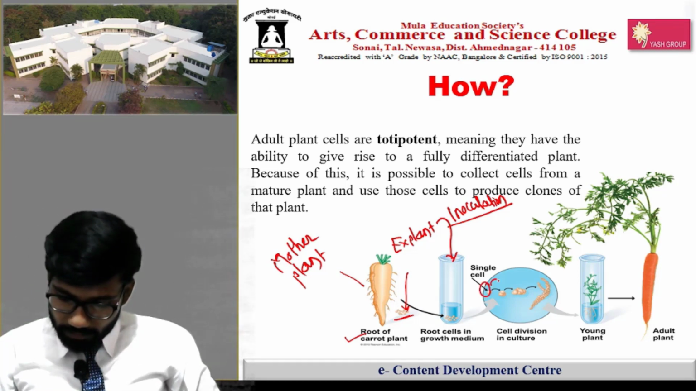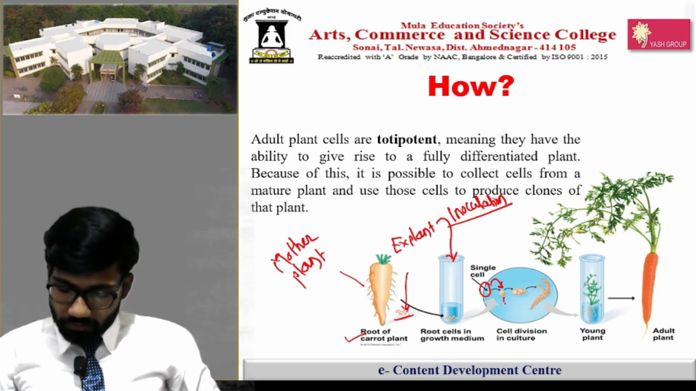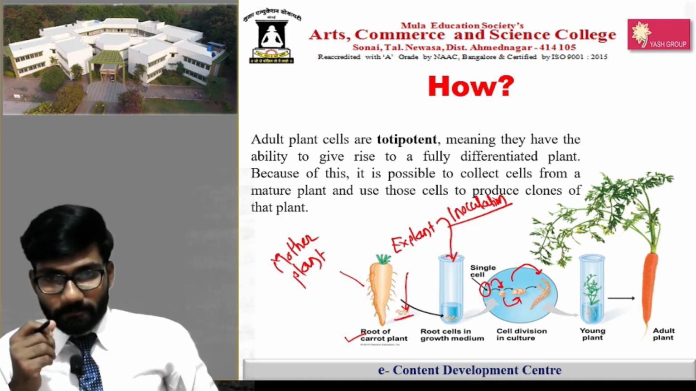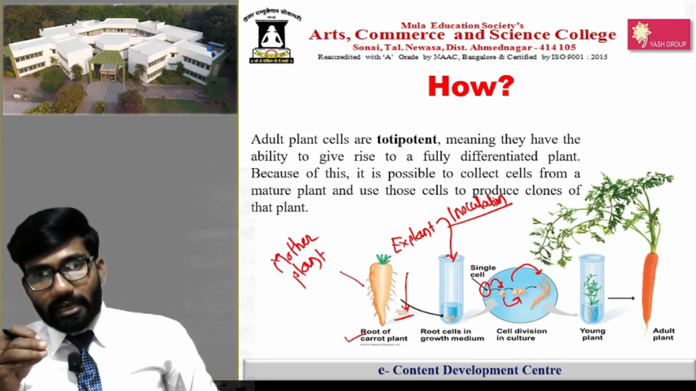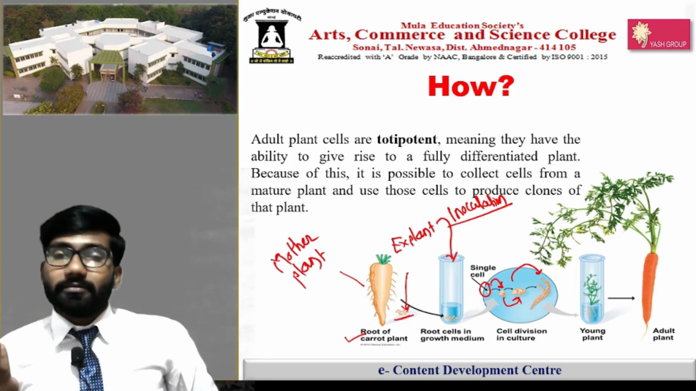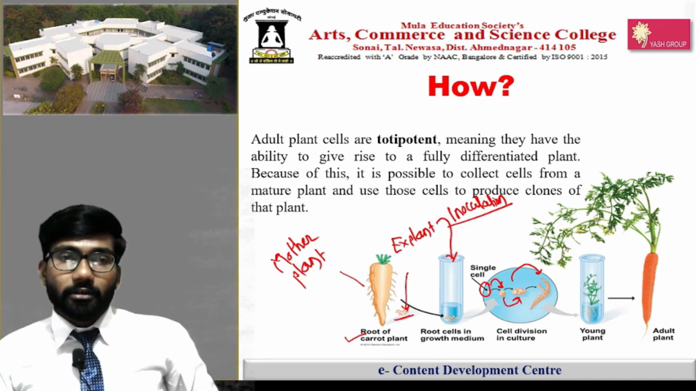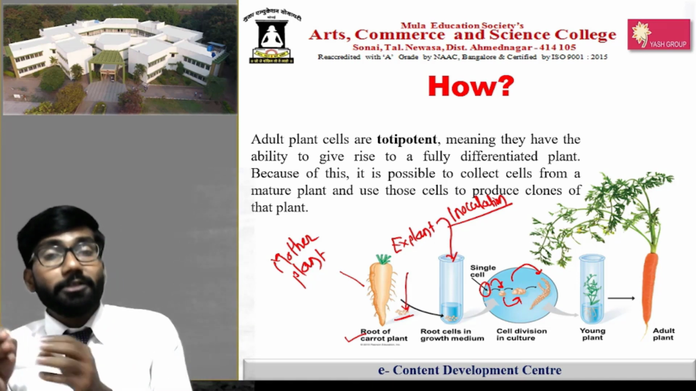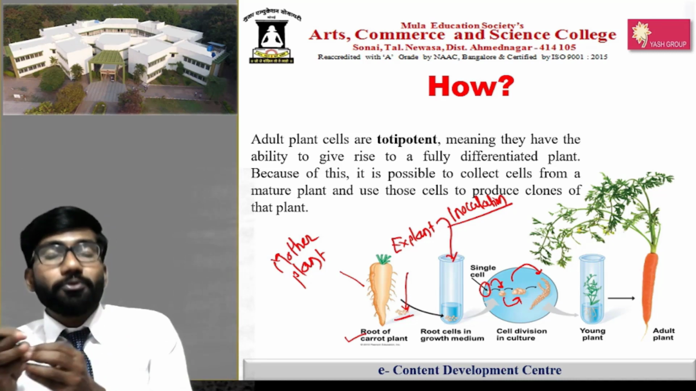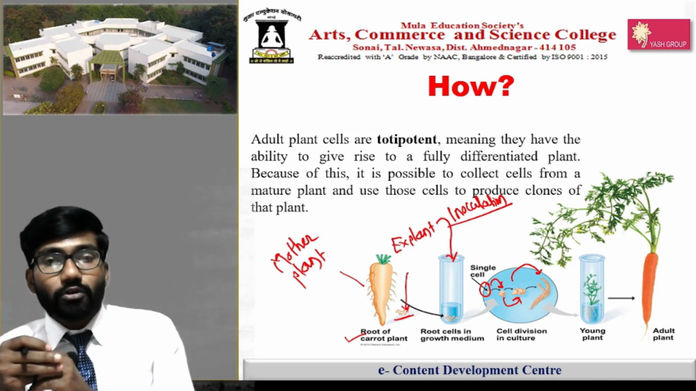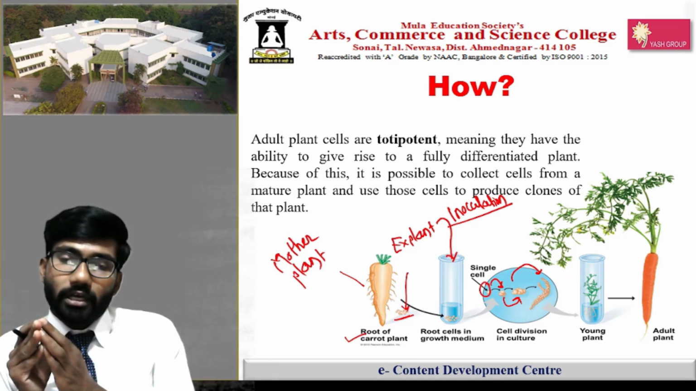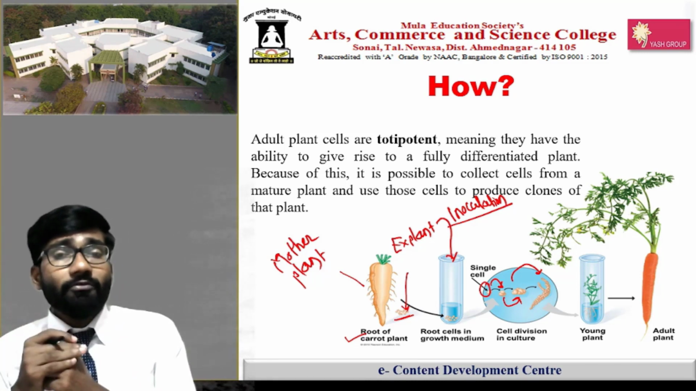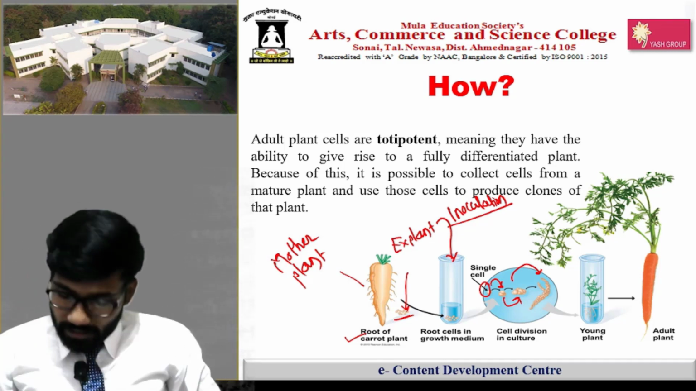A single cell divides into two cells, two cells into four cells, and then into an undifferentiated mass of cells called the callus. After the callus, we can do subculturing. For the purpose of subculturing, we use a hormonal ratio in the nutrient media. Some are root hormones, some are shoot hormones, and we can use these hormones to form the young plant.